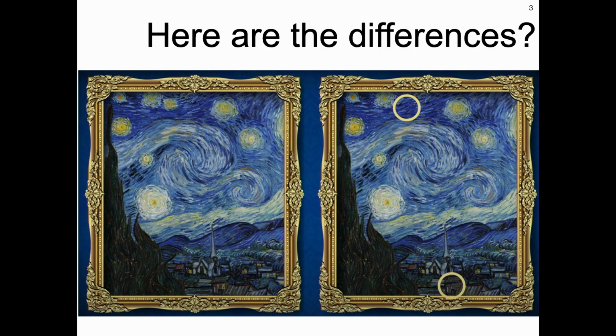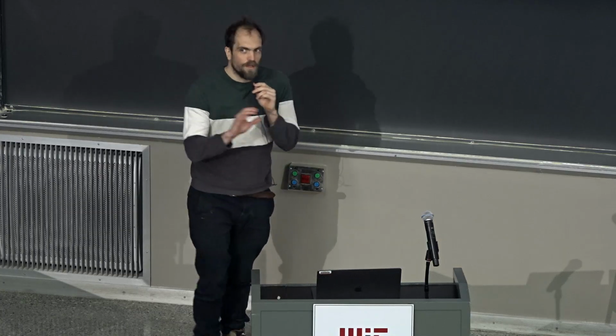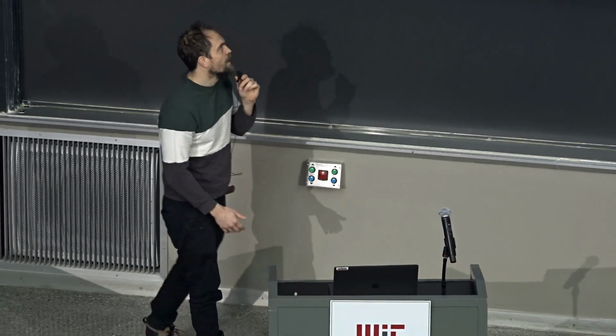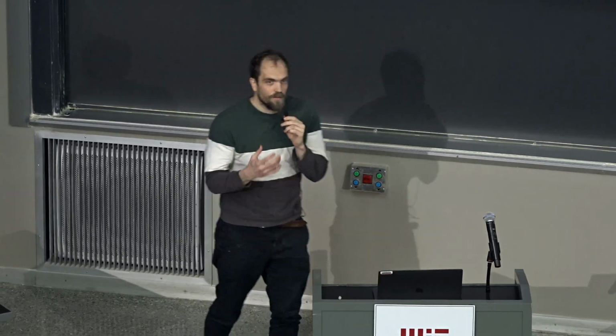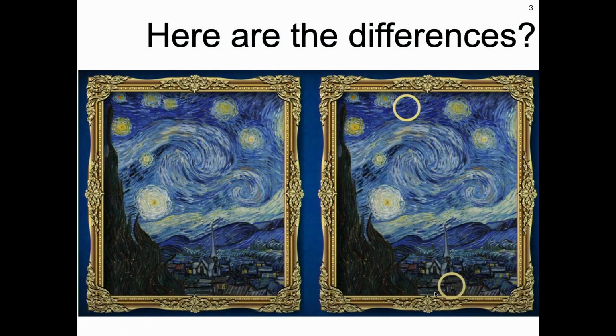So I'll just go. The difference is here: there's an additional star on the left. I think the left is the real one, and the right is not. And the house is a little different in the bottom here, right? So the point is that when you try to look at both images and understand what's going on, this is a Van Gogh, you probably all know, and you see all the brushstrokes, you see the beauty of these images.